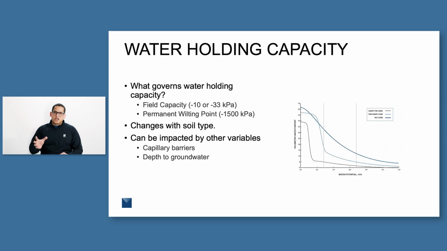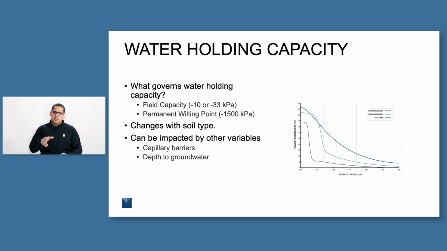When we're talking about soil moisture release curves, oftentimes one of our goals is to identify what our water holding capacity is. The reason that's important, and you can see an example of that here, is that the water holding capacity can change with soil type. When we're talking about water holding capacity, we're typically talking about the upper end of that capacity, which is field capacity, which can be -10 or -33 kPa depending on the soil, and then the lower end, which is the permanent wilting point.